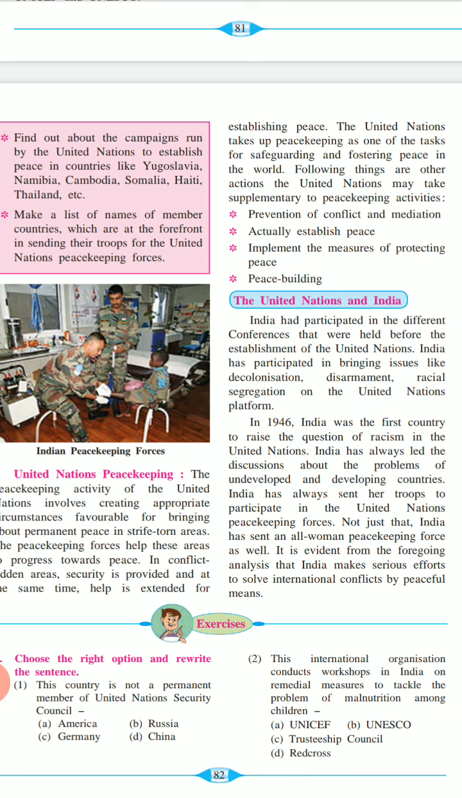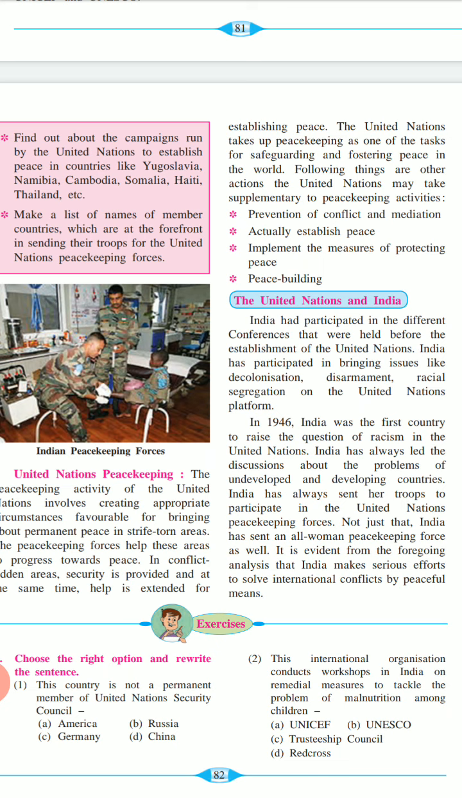In addition to that, here are some of the supplementary activities done by this peacekeeping force. First, prevention of conflict and mediation. Whatever conflicts or complications are created will be reduced, prevented, or stopped. Second point, establish peace. That means they have to make the root of this peace and harmony very strong. Third, implement measures of protecting peace. They should take care that the peace is maintained and not disturbed.